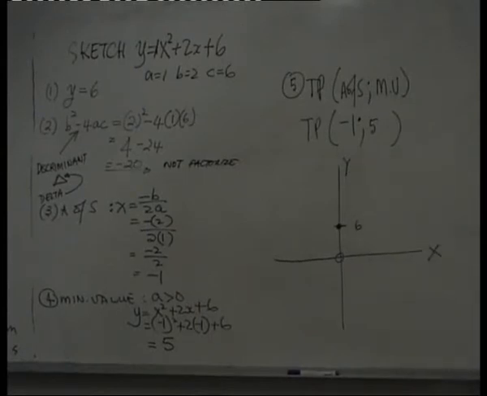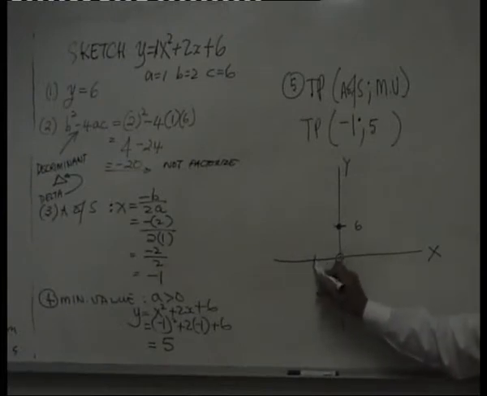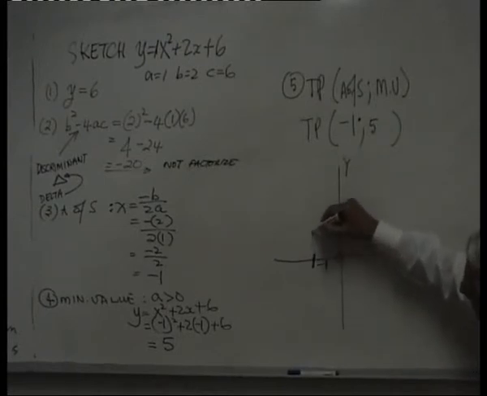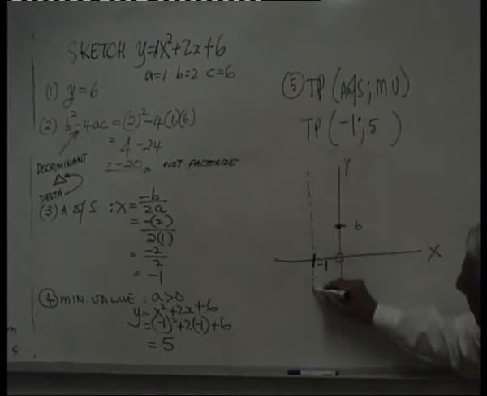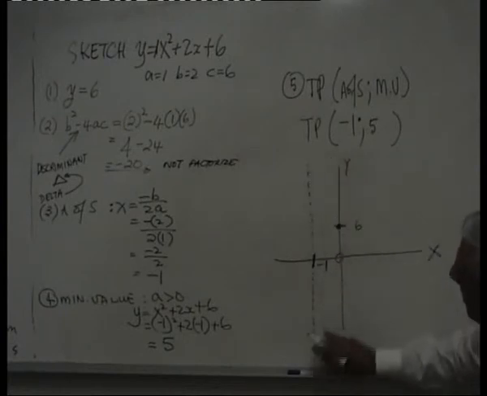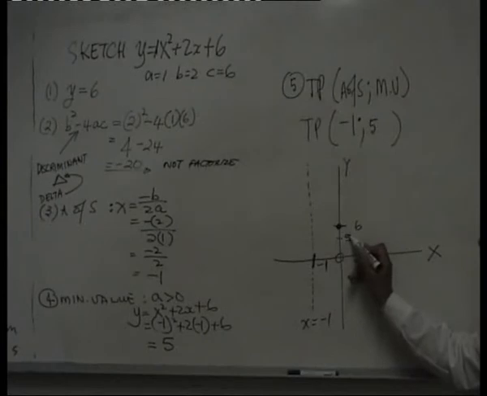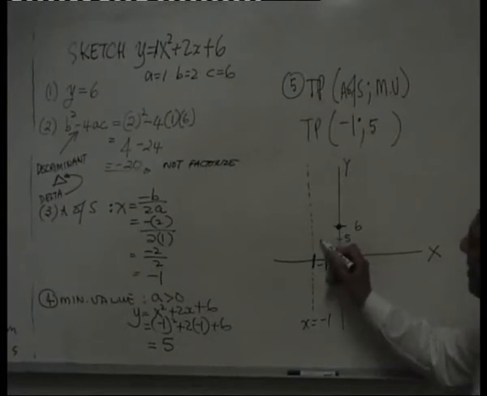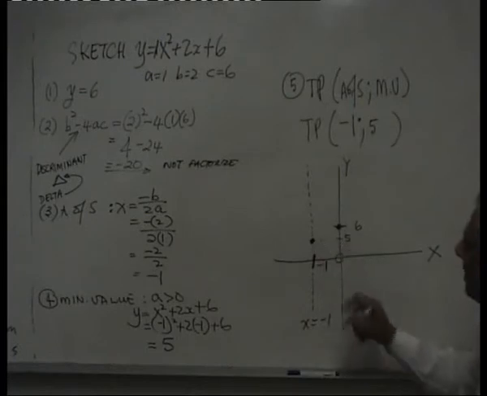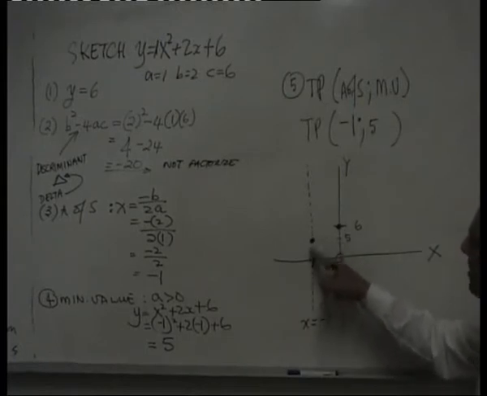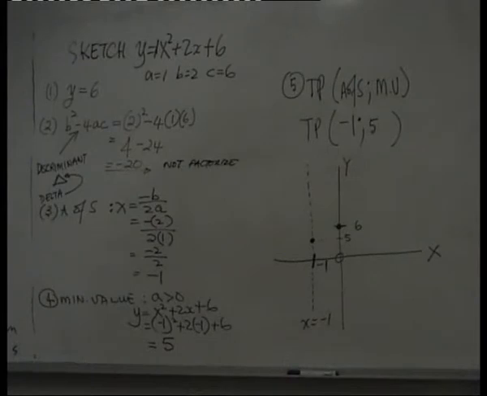Next, we look for the axis of symmetry. The axis of symmetry is minus 1, so minus 1 is somewhere here. We will have a broken line going through minus 1 like that, and this is x is equal to minus 1. The turning point is minus 1, 5. So 5 will be somewhere here, just below 6. So the turning point is here, minus 1, 5.